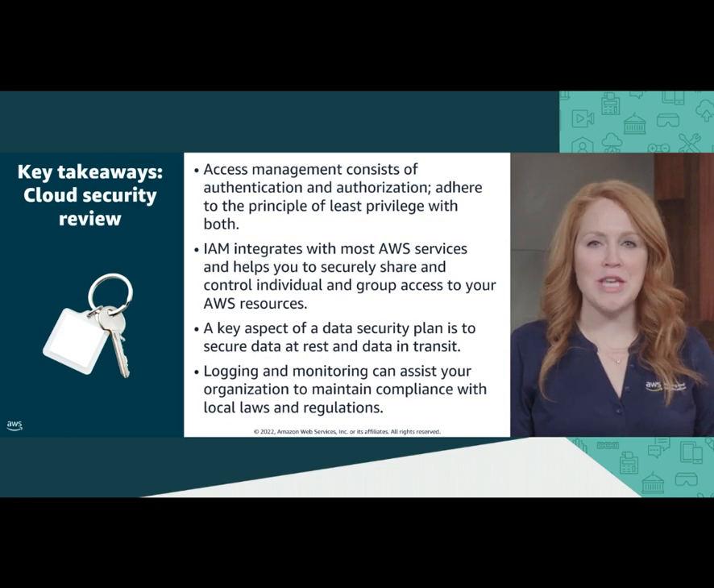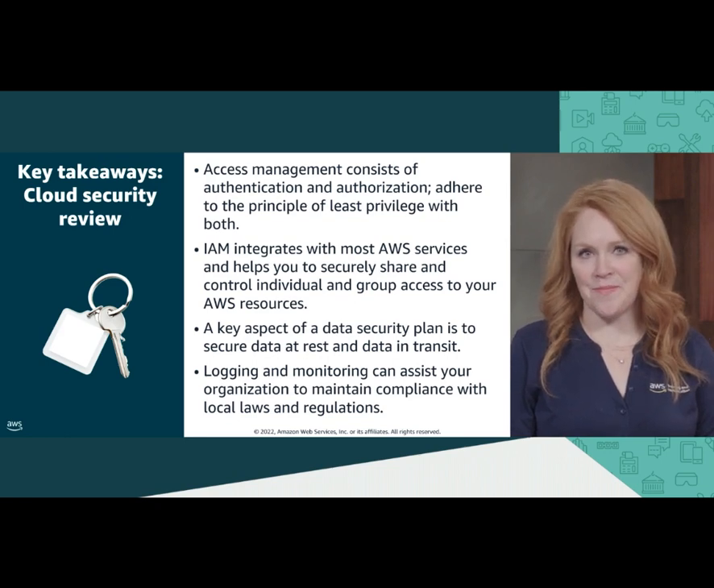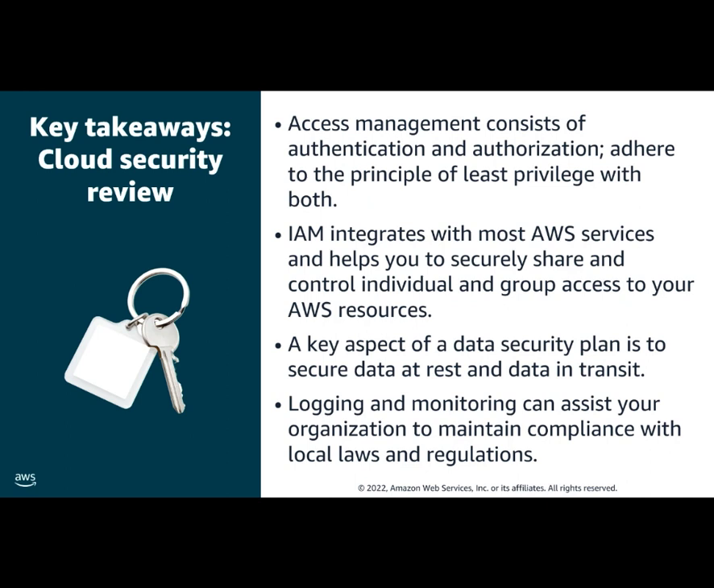Here are a few key points to summarize this section. Access management consists of authentication and authorization. Adhere to the principle of least privilege with both. IAM integrates with most AWS services and helps you securely share and control individual and group access to your AWS resources. A key aspect of a data security plan is to secure data at rest and data in transit. Logging and monitoring can assist your organization to maintain compliance with local laws and regulations.